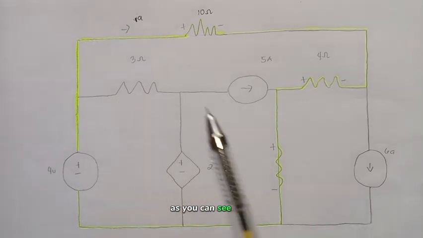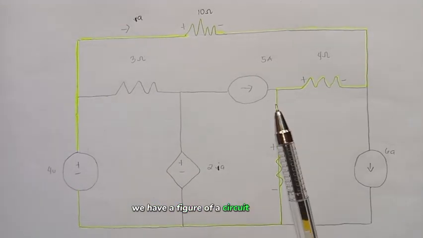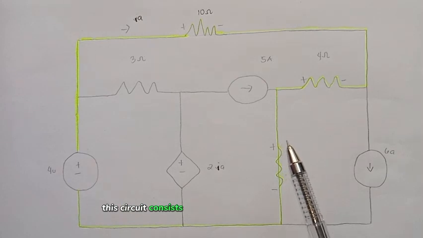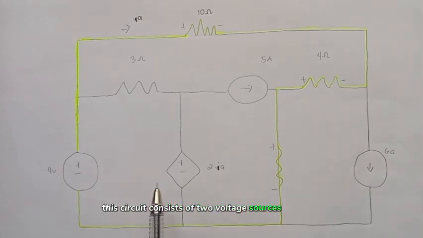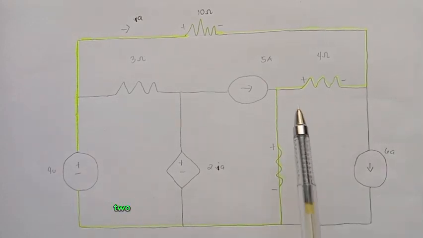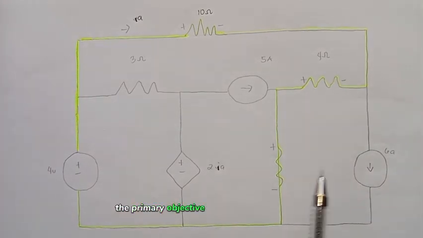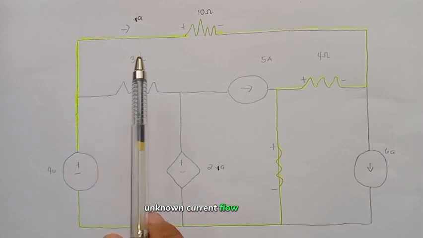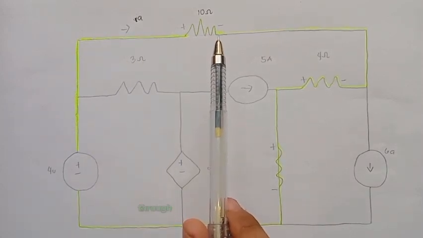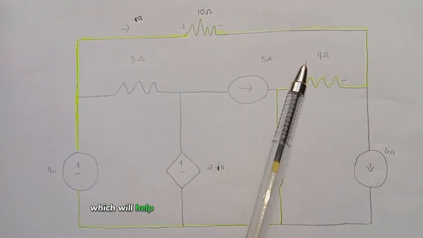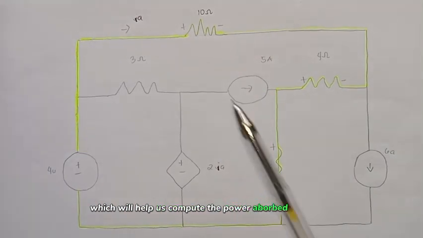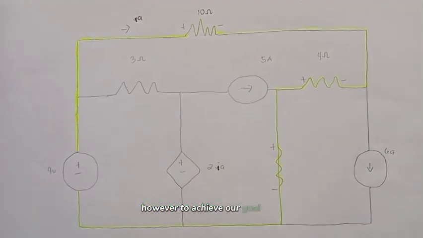As you can see, we have a figure of a circuit here. This circuit consists of two voltage sources and two current sources and several resistors. The primary objective is to determine the unknown current flowing through the 10 ohm resistor, which will help us compute the power absorbed by it. However, to achieve our goal, we must first define, analyze, and comprehend the problem's nature.